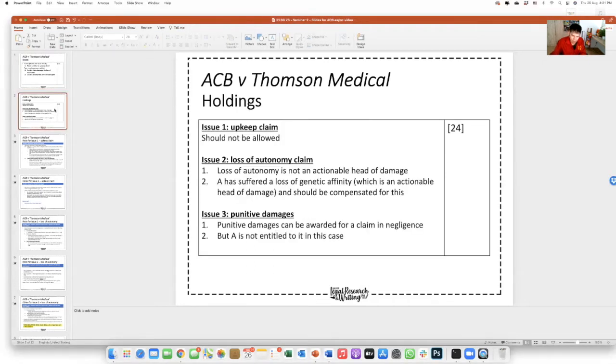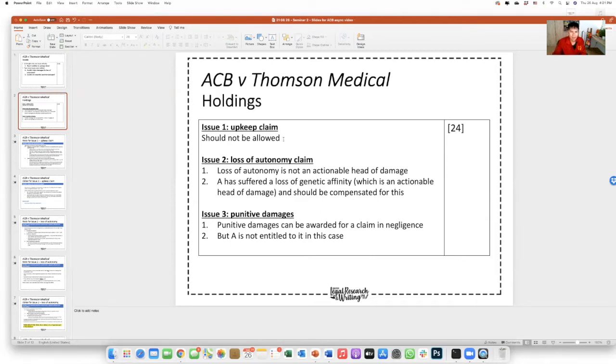Now, I don't think also that you will have many problems with the holdings. Issue 1, quite clear, the court said upkeep claim should not be allowed, right? Issue 2, in terms of the question as to whether or not a loss of autonomy claim should be allowed, the answer, or rather the holding, is a little more nuanced.